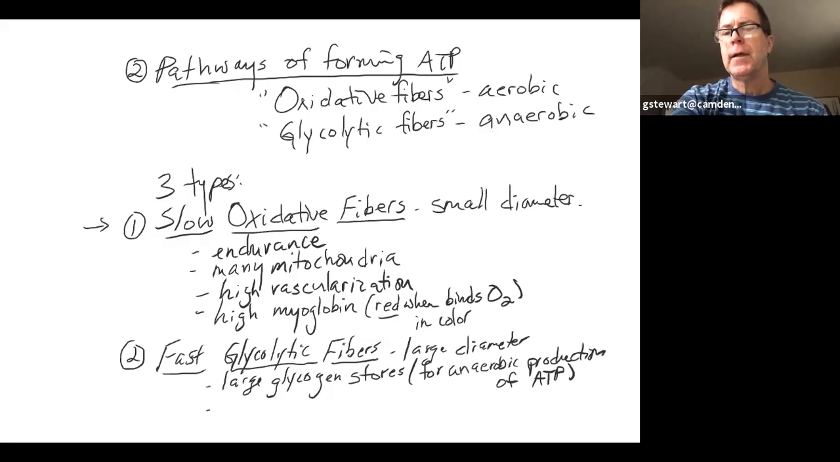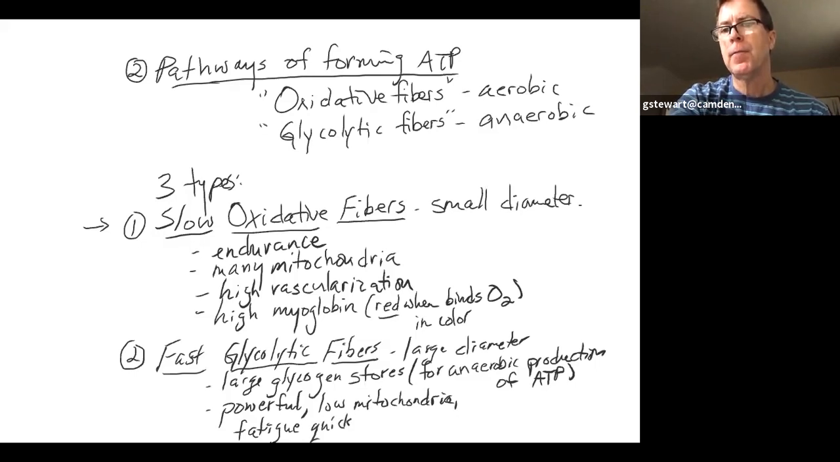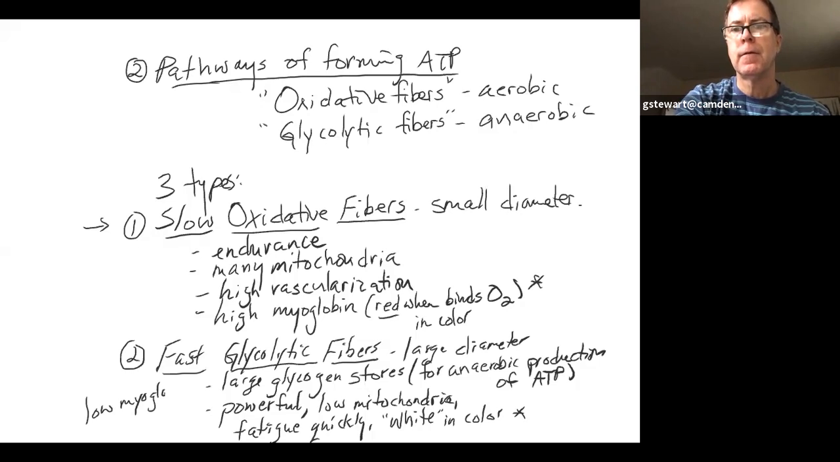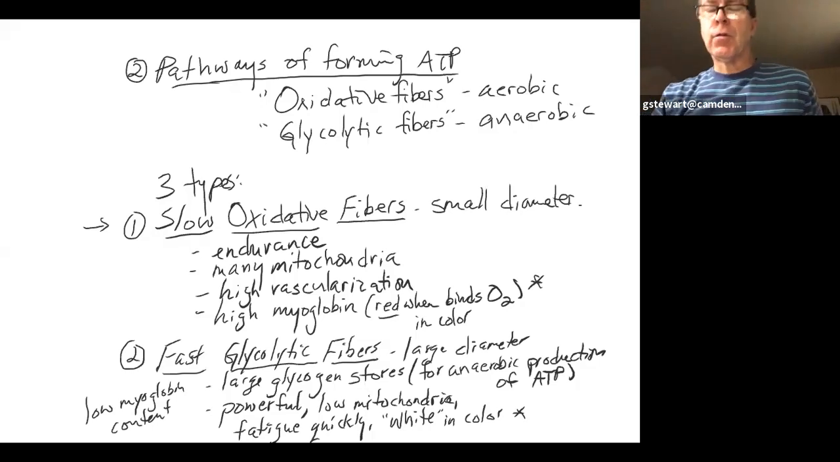These are also powerful, with a low content of mitochondria. These fibers fatigue quickly. Just think of them as for strength, but the contraction ability doesn't last long, though it's powerful. So they fatigue very quickly. They also tend to be "white." I'm putting that in quotes because they're not perfectly white, but they tend to be white in color compared to this type. These tend to be red. These are more whitish looking because they have a low myoglobin content. The reason is because they're not using oxygen, so they don't have that molecule that binds and stores oxygen.